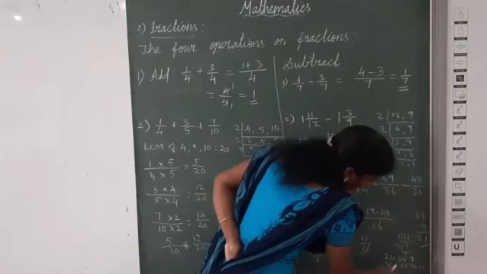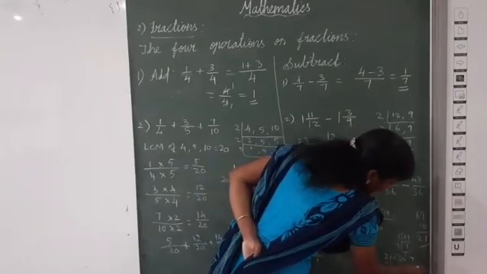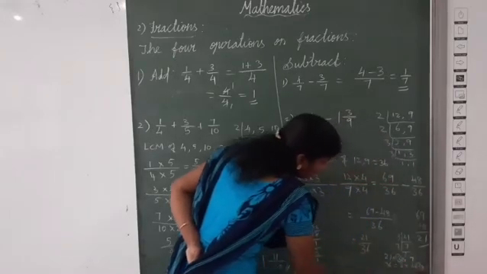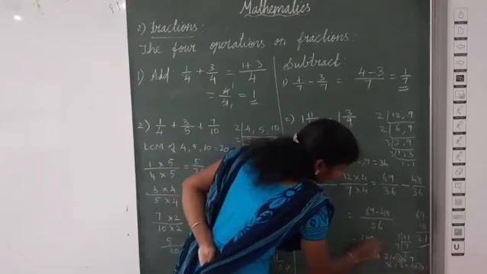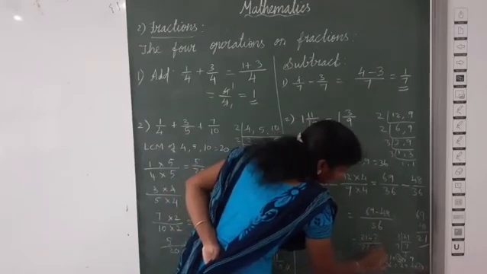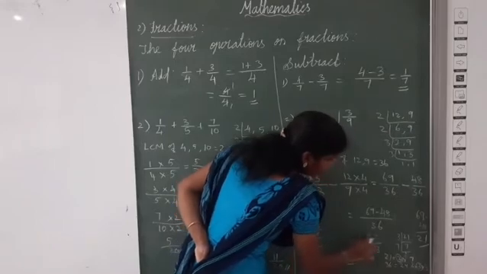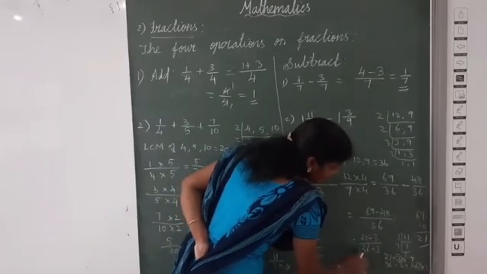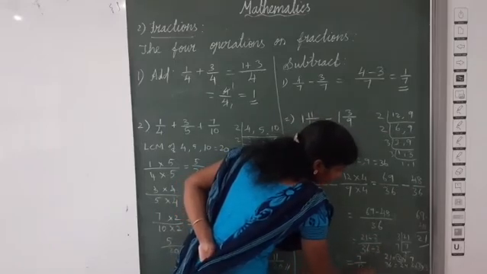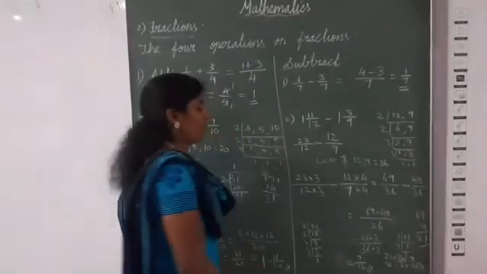What are the common factors? 3 and 3 is common, isn't it? So we can divide it by 3. Now 21 divided by 3 is 7. 36 divided by 3 is 12. So this answer is 7 by 12.